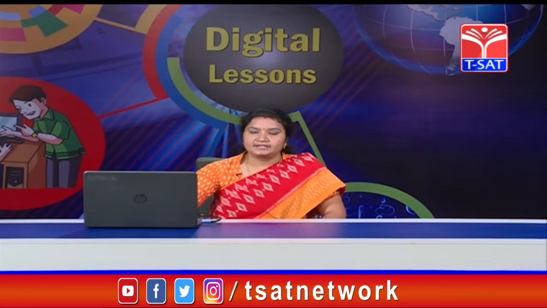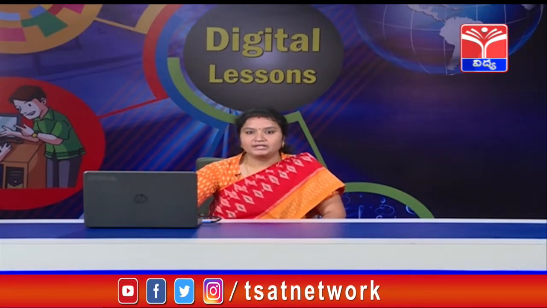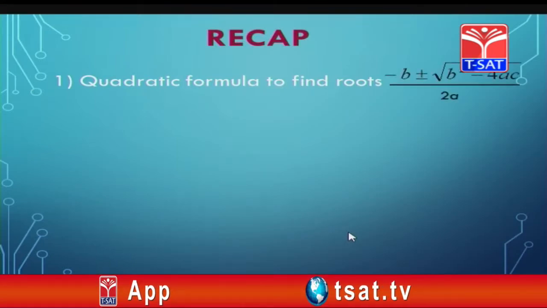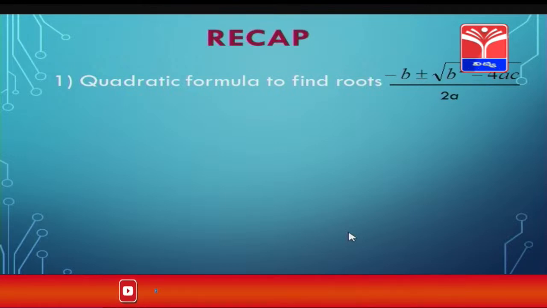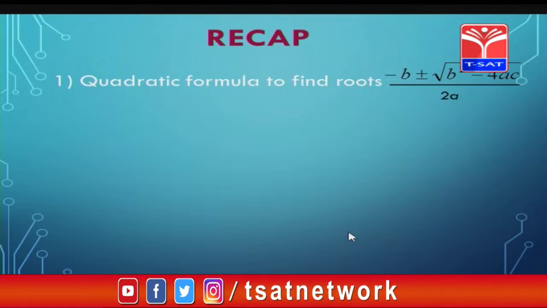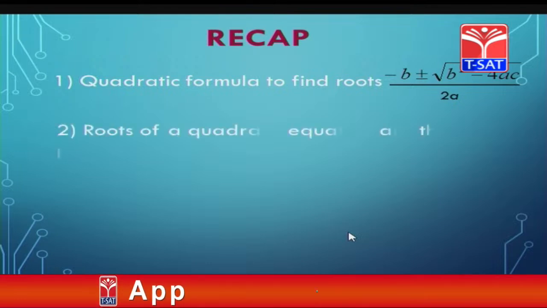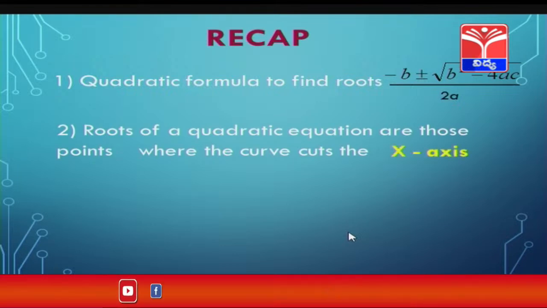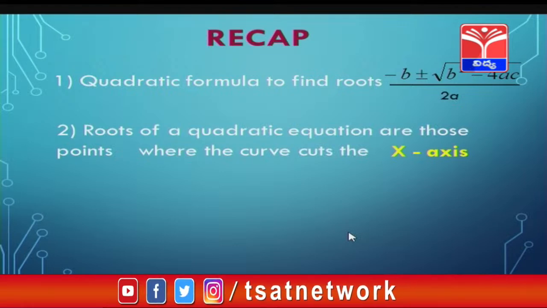Okay children, let us quickly recap what all we learnt today in our class. The quadratic formula to find roots is minus b plus or minus under root b square minus 4ac by 2a. And the roots of a quadratic equation are those points where the curve cuts the x axis.